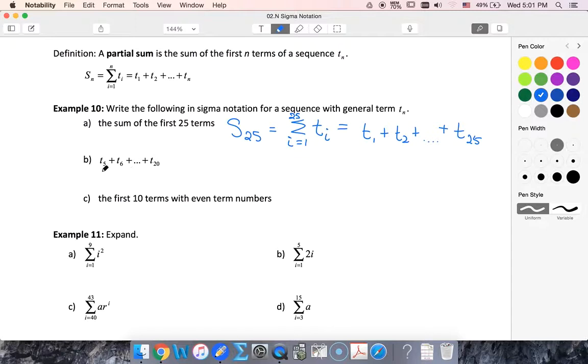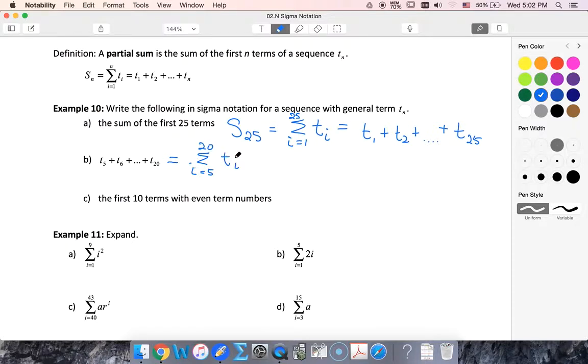All right. In this case, I'm not starting with the initial term. Now I'm starting with the 5th term, ending with the 20th. So I don't have a shortcut here for S sub n because I don't automatically know my number of terms. We'll talk about that in just a second. So I'm just going to start with the sigma notation. In this case, I'm going to start with 5 and end with 20.